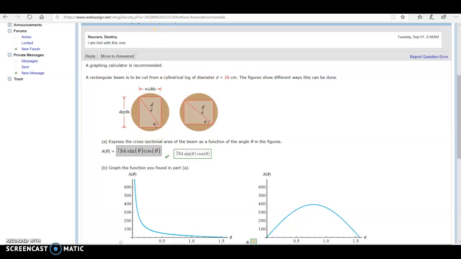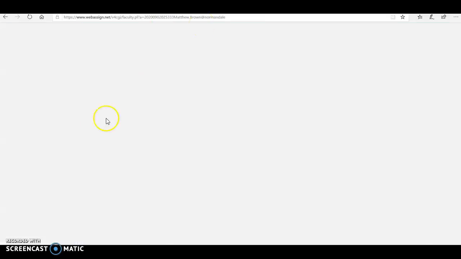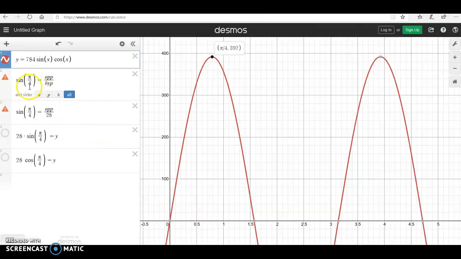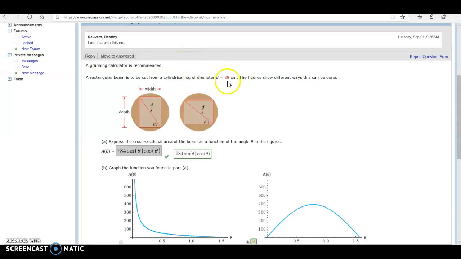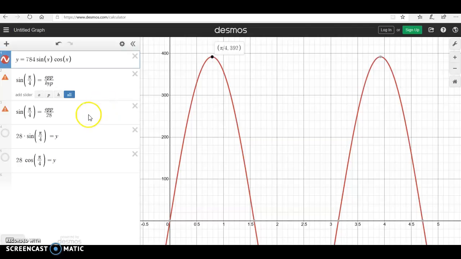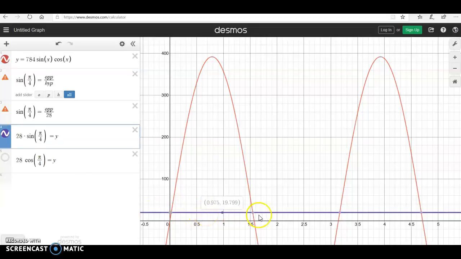To find that value, I went ahead and used sine of theta equals opposite over hypotenuse. The theta we were using is pi over 4. The hypotenuse is given to us as 28. So then I would plug in 28 for hypotenuse, and I solve for the opposite side. I replace opposite with y. And so plugging that in, you get this graph. So then the y value is the answer.